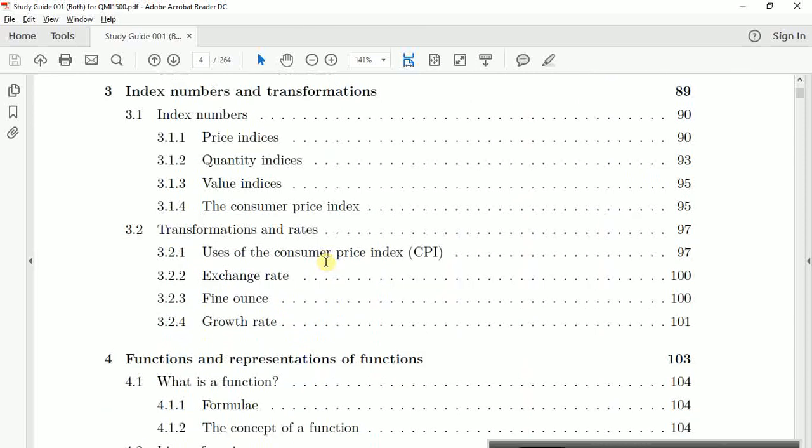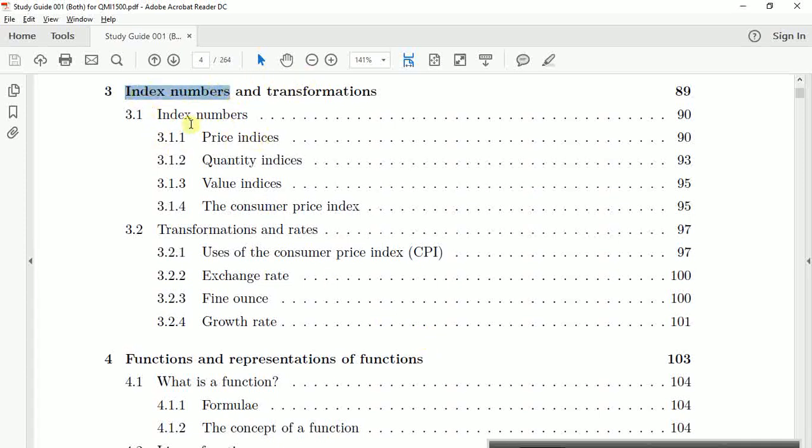We'll definitely do chapters 1 and 2 today. We'll probably even be able to do 3, depending. I think there are 7 chapters in total. So I'm hoping to finish at least 3, maybe even 4, depending on how well you understand the basics. Then we've got indexes and transformations.